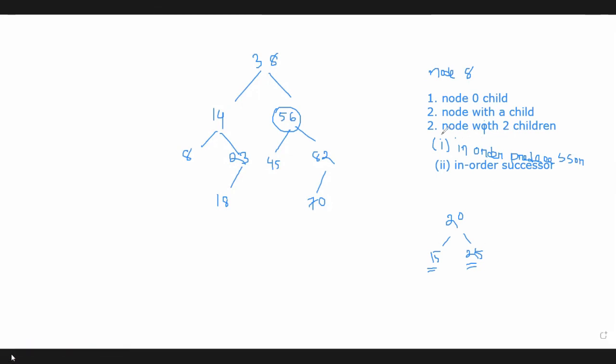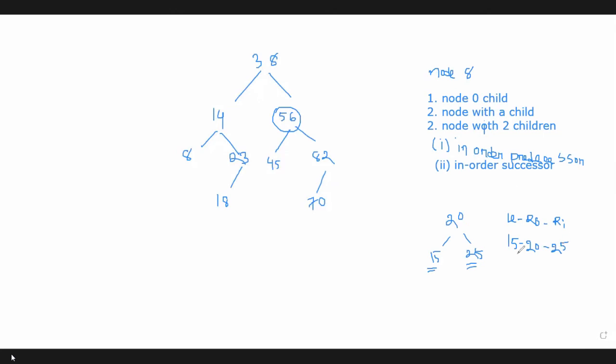But in deletion of a node with two children, we're going to follow this sequence: in order predecessor or in order successor. So what is the in order sequence? At first we take the left child, then the root node, and then the right child. So how can we traverse this tree in this method, by using the in order traversal method? At first we will take 15 and then the root node 20 and then the right child of 20.